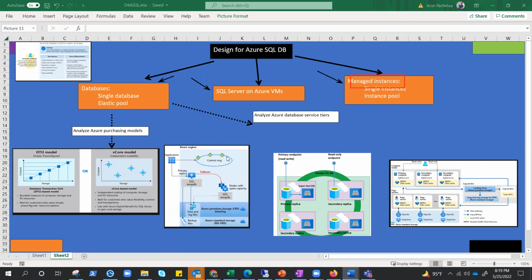So, well, that's it about Azure SQL, designing for Azure SQL. We have seen different deployment options. We talked about the features and why we need to choose Azure SQL, when we need to use Azure SQL, some purchasing models, then the architecture of different SKUs, and the recommendations.